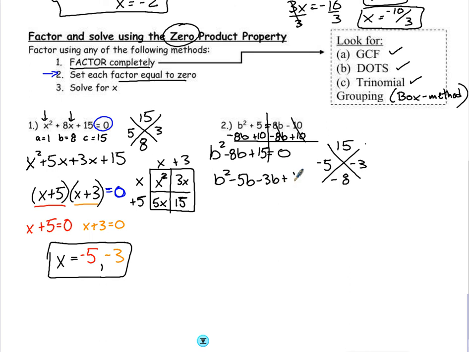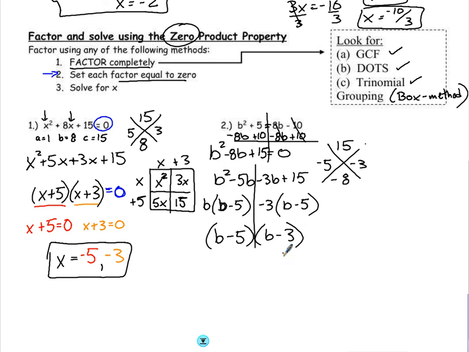I'm going to draw my line. I'm going to take out my common factor of b in the front. I'm going to take out my common factor of negative 3 in the back. And my common factor overall now is b minus 5, and that's being multiplied by b minus 3. Now, again, we're not done. That's only step 1. But now that I've set it equal to 0, I can solve by setting each of those terms equal to 0.